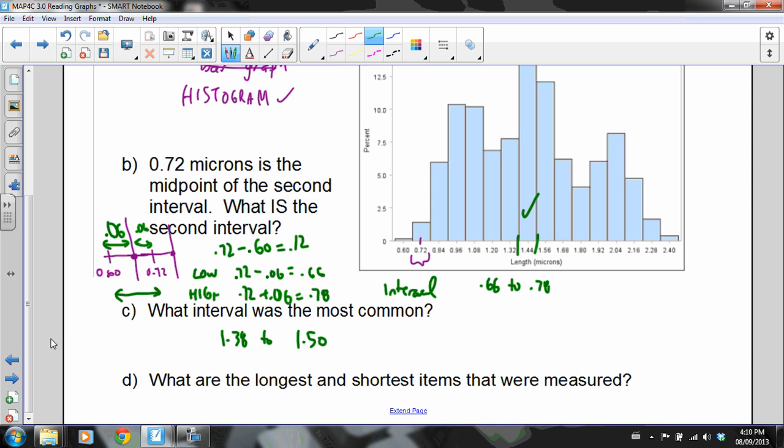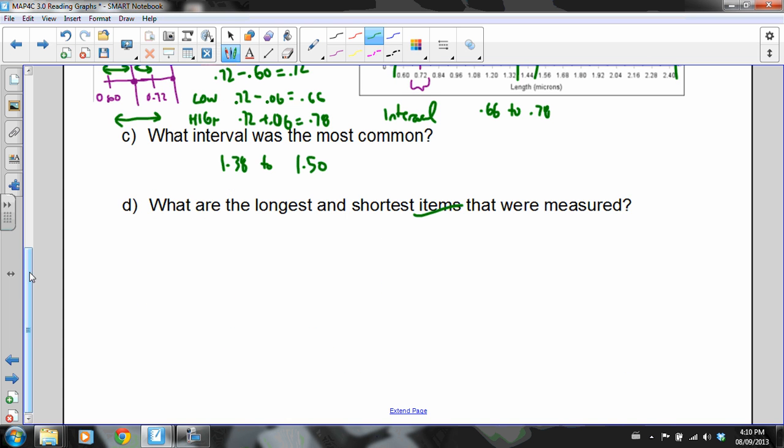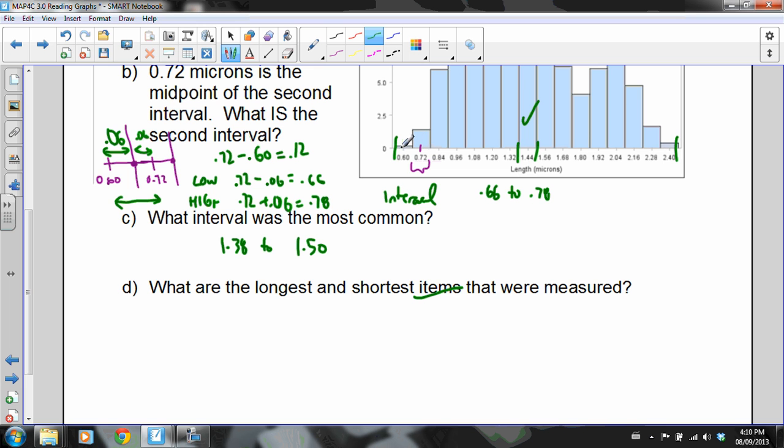What are the longest and shortest times of items that were measured? And notice we don't know exactly, because when it's lumped into these intervals, we don't know exactly, but it could be as low as there and as high as there. So how are we going to get that? Well, we'll take our midpoint, go a little bit lower than the midpoint, and remember half an interval is 0.06, so it's going to be 0.54, which is 0.6 subtract 0.06, all the way to the highest, 2.46. You take the midpoint there and add 0.06.